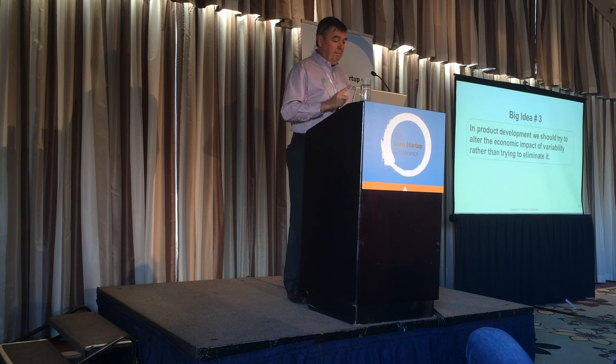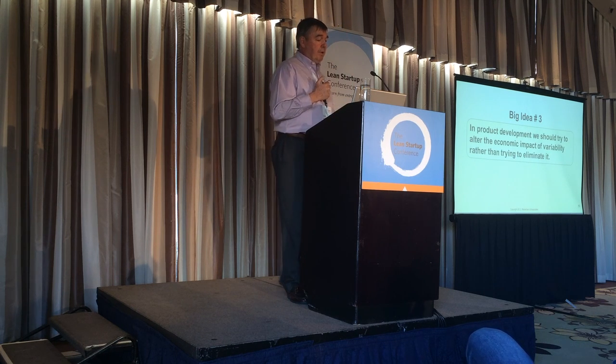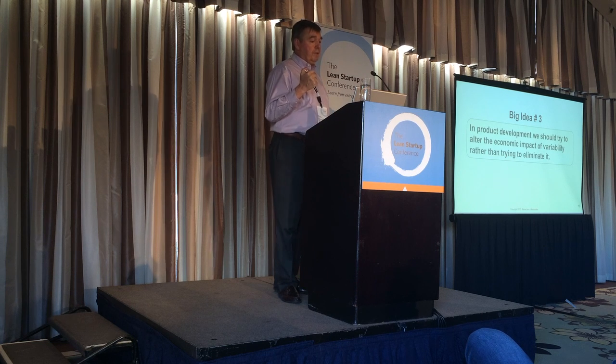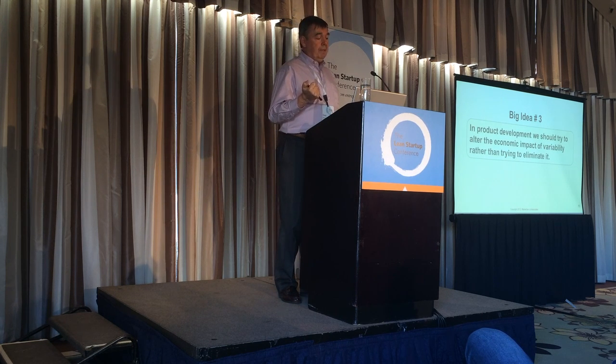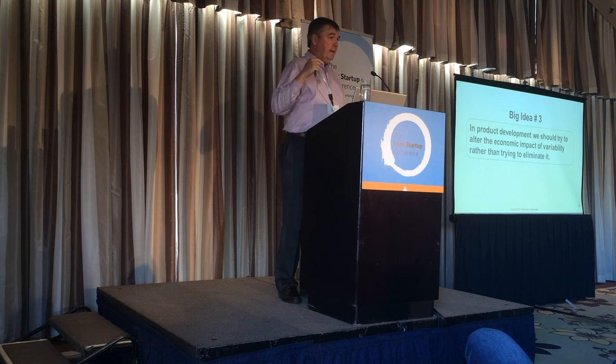Okay, big idea number 3. In product development, we should try to alter the economic impact of variability rather than trying to eliminate it. Perhaps the most toxic idea coming out of lean manufacturing is the belief that it is universally good to reduce the amount of variability in a process. And that is absolutely true in the manufacturing domain. It is the gold standard in manufacturing. It is not the gold standard in product development.